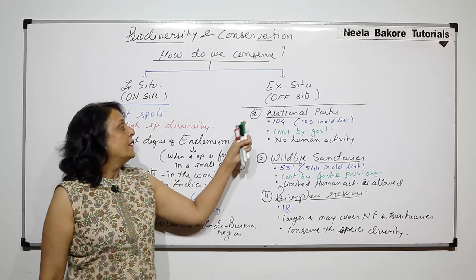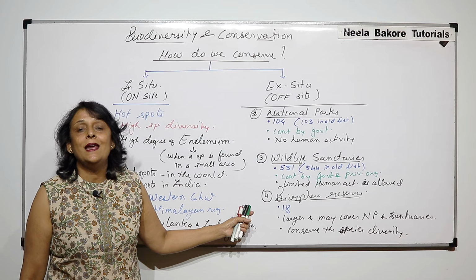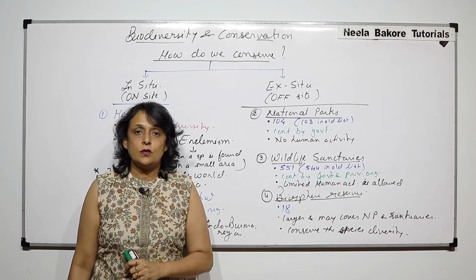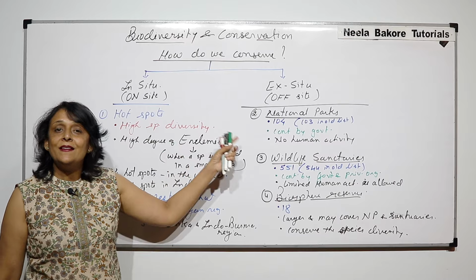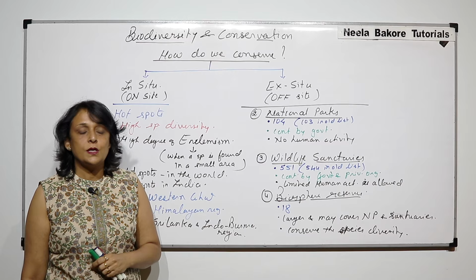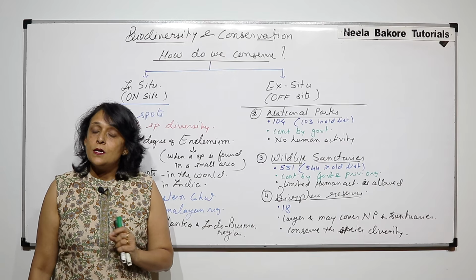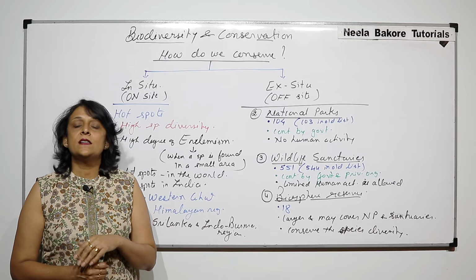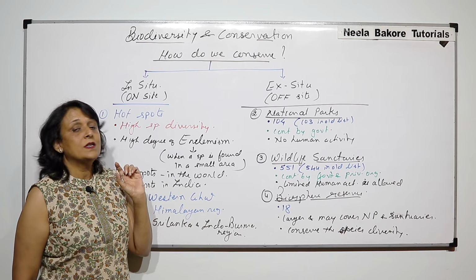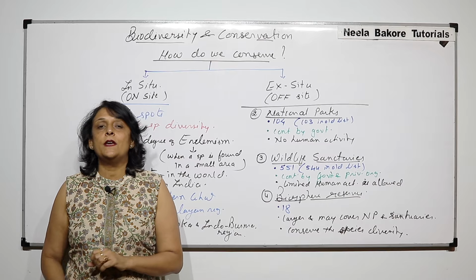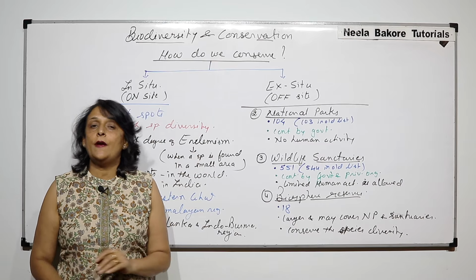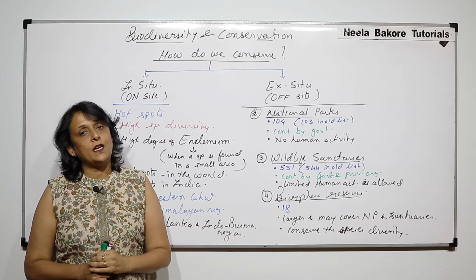But the thing which is common in all three is that they are in situ conservations, or they are the methods of in situ conservation. There is one more in situ conservation, and that is called sacred groves. There are various sacred groves also. So the sacred grove is one example of in situ conservation, and the other methods, that is of ex situ conservation, that we will take up in the next video.